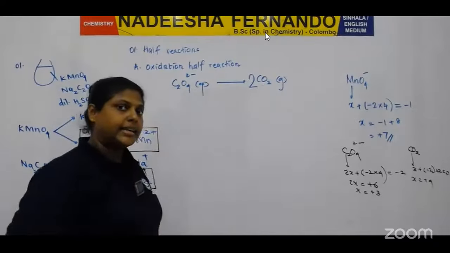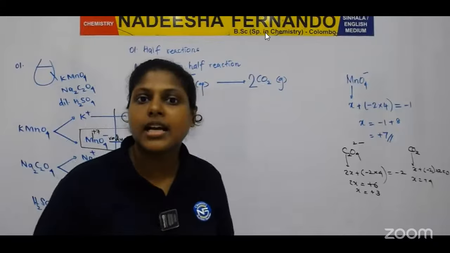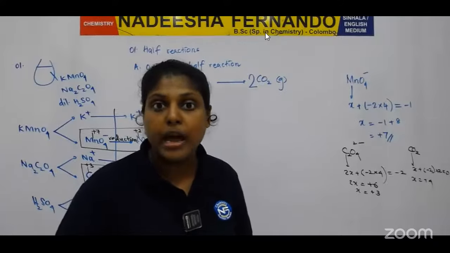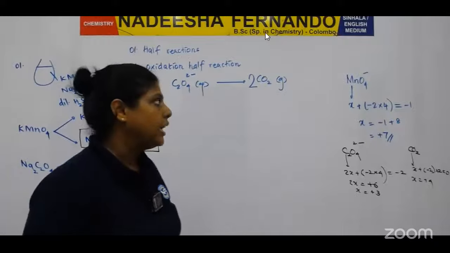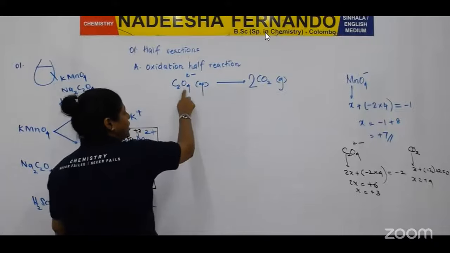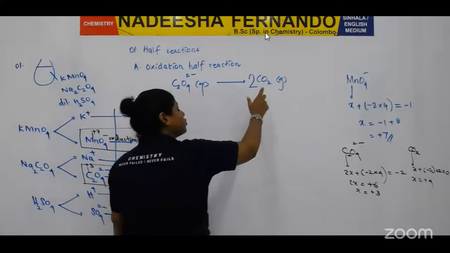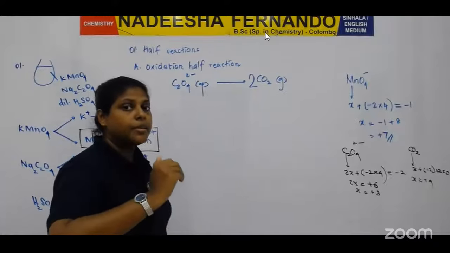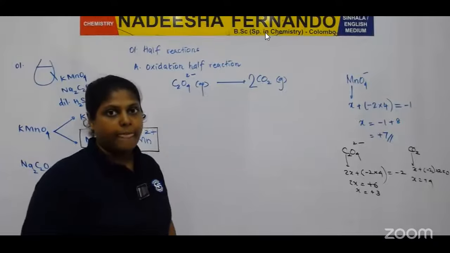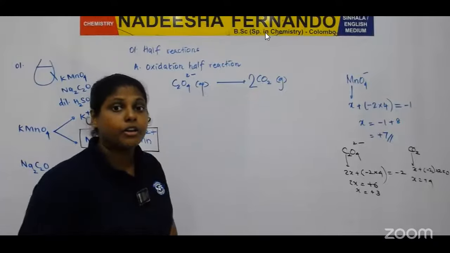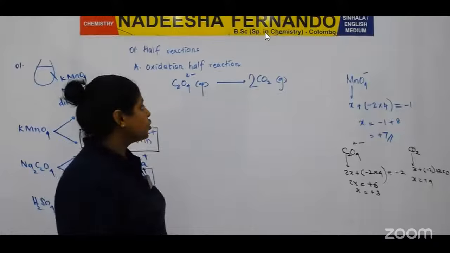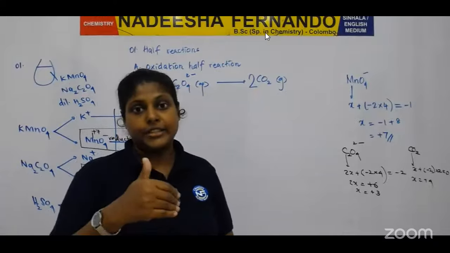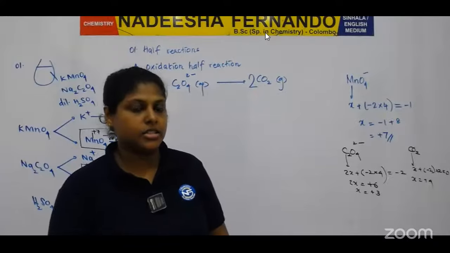After completing balancing of the oxidized or reduced element, then we need to balance oxygen. Here we have 4 oxygen. Here we have 2 into 2, 4 oxygen. Both sides have the same number of oxygen, so we don't need to worry about oxygen. As a final step, we don't have hydrogens now.